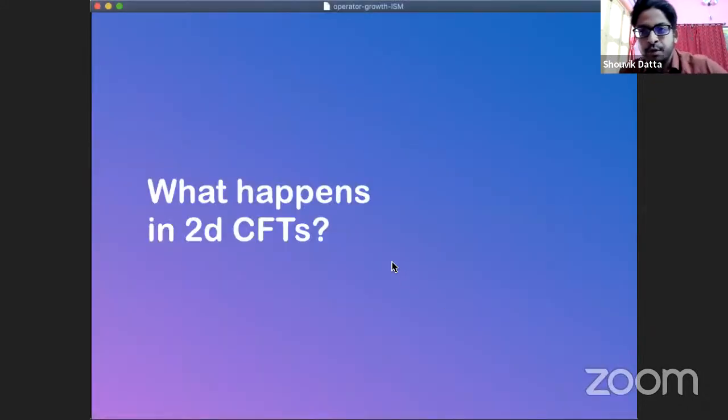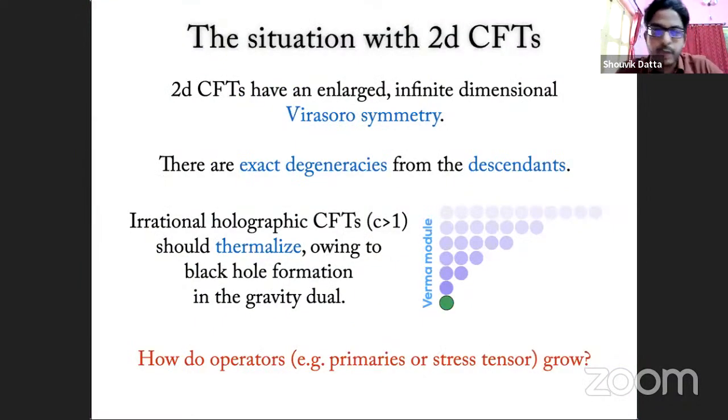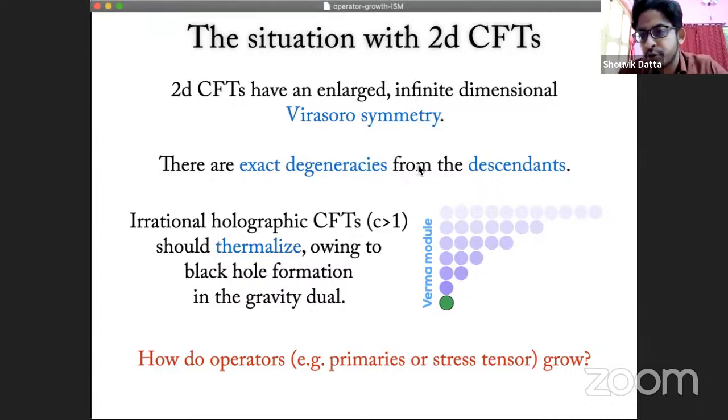Okay, so now the question I would like to ask is: what happens in 2D CFTs? We know that in 2D CFTs we have an enlarged, infinite-dimensional Virasoro symmetry coming from the modes of the stress tensor. Due to these additional symmetries, there are exact degeneracies coming from the descendants. Consider a primary operator and let's look at its Verma module. There are exact degeneracies at various descendant levels.